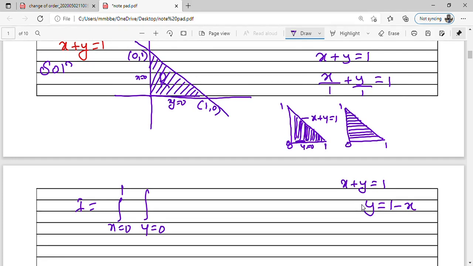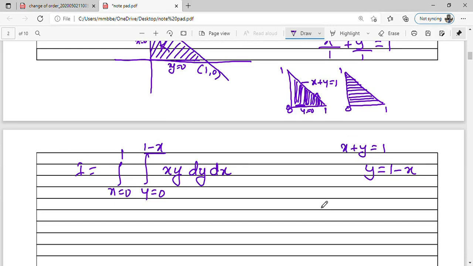Height, this is the equation we know, in terms of y it is 1 minus x, that is xy dy dx. So here, with 1 minus x, first you have to integrate with respect to y, then integrate with respect to x. So this is as usual, but the same problem can be solved where x is fixed.